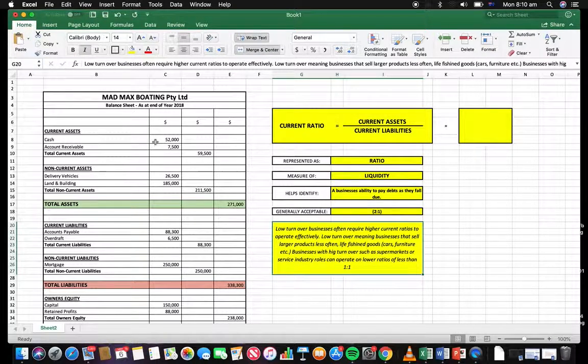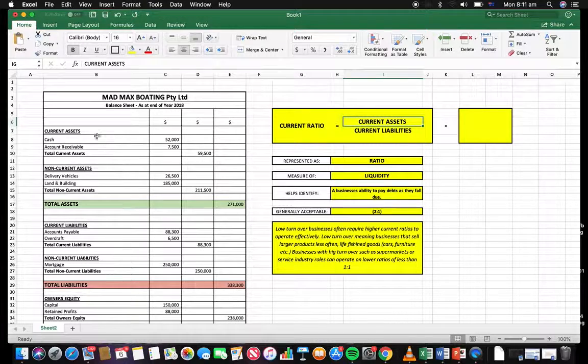However, high turnover businesses, so supermarkets, service industries, coffee shops, dentists, anything where we're providing a service and getting lots of business on a weekly basis or over the course of a month, or a year for that matter, can generally operate on lower current ratios. So it's not uncommon to see those businesses operating successfully on less than 1 to 1, such as 0.6 to 1 or 0.8 to 1. However, it's obviously still desirable to have a relatively higher current ratio than lower. So let's have a look at this.